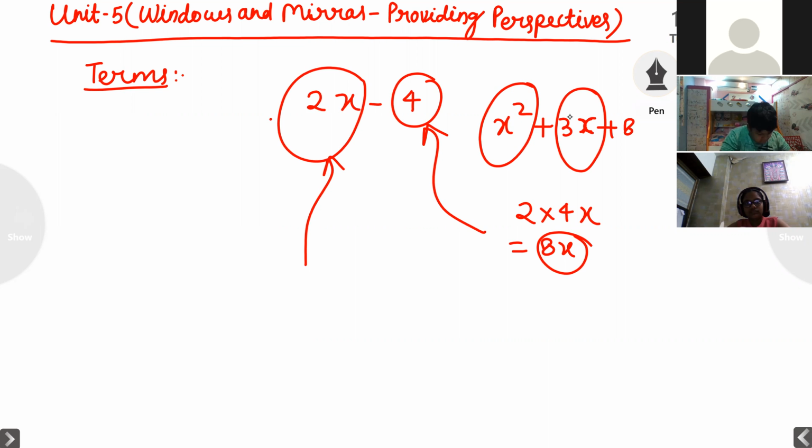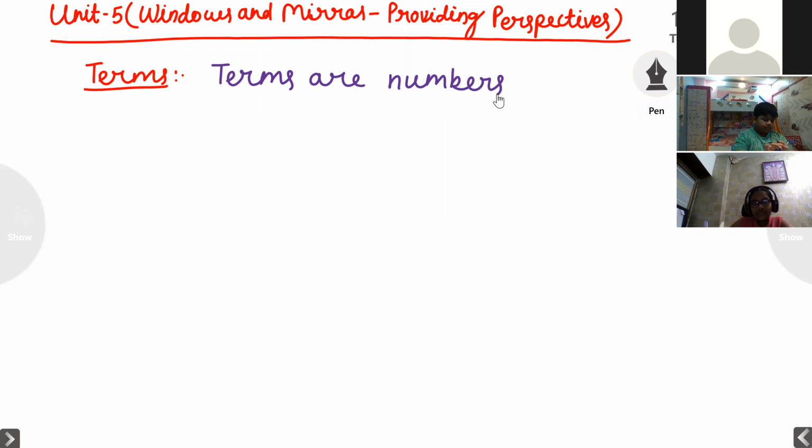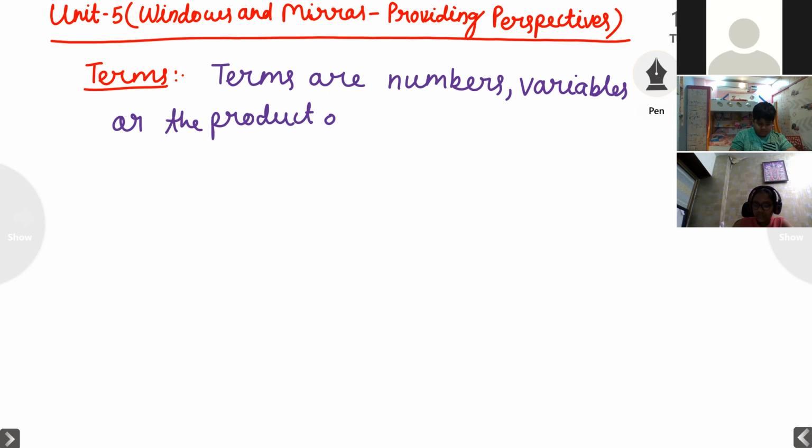Now I am going to give the concept. Note down. Terms are numbers, variables, or the product of number and variable. Example.